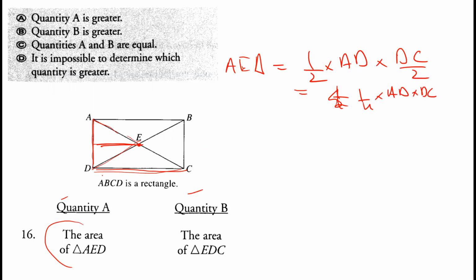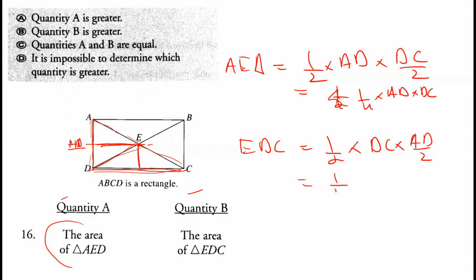Now the area of EDC. So area of EDC would be half into base. Now the base is DC into height. So this is your height. So the height would be the midpoint of AD. So height would be the midpoint or half of AD. So AD over 2. So we can write 1 upon 4 into DC into AD. That is equal to this. Half into AD into DC is half into AD into DC. So both quantities are equal. Hence option C is correct.